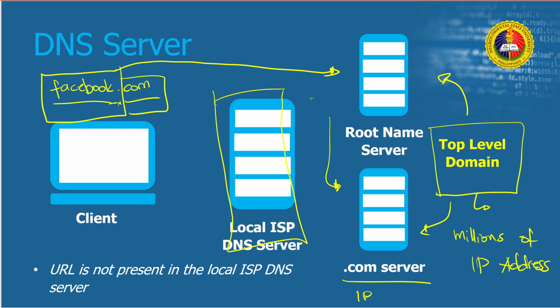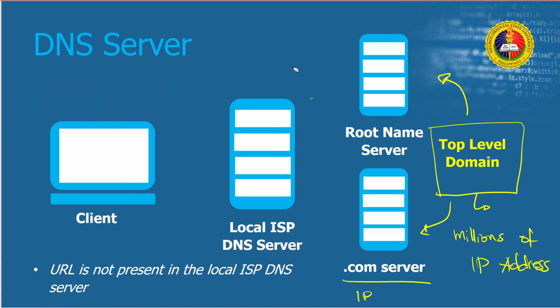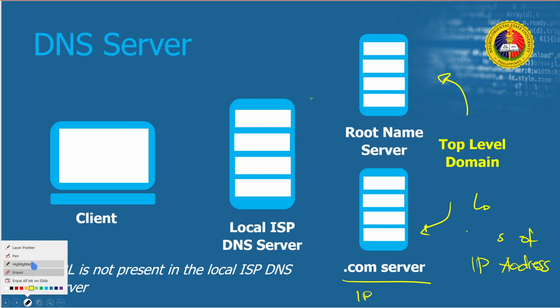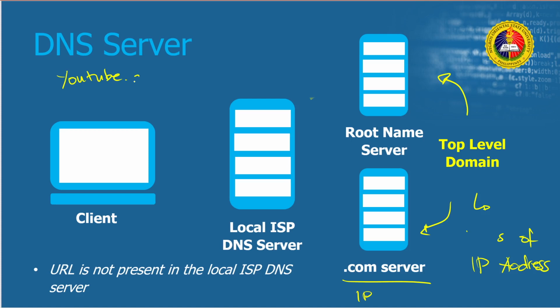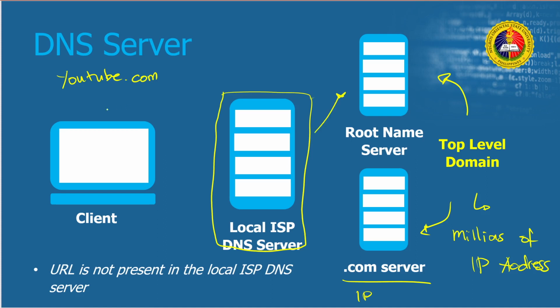So again, let's start over. Let me erase that. Okay, YouTube. YouTube.com. Enter on YouTube. Okay. So again, to visit YouTube, if it is not in the local ISP DNS server, the first thing it's gonna do is go to the root name server and look for what it needs, if this is the URL. YouTube, okay, YouTube in the root name server.